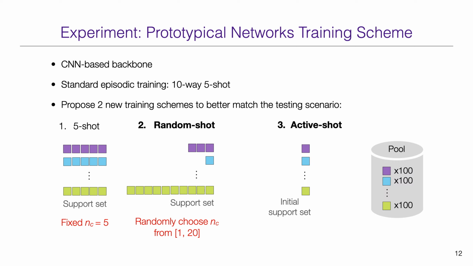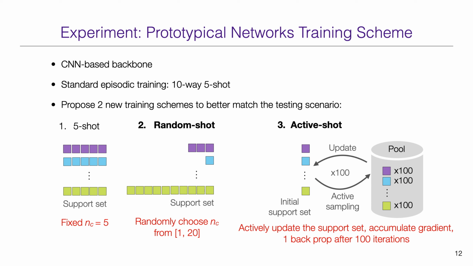Next, we go a step further to match the entire active sampling process. In each training episode, we start from n equals 1 and select an additional 100 samples per class to form a sampling pool. Then we run 100 active sampling iterations to sample the most uncertain example from the pool to update the support set. We compute loss and gradient at each sampling iteration and perform 1 backpropagation after 100 iterations based on the accumulated gradient.